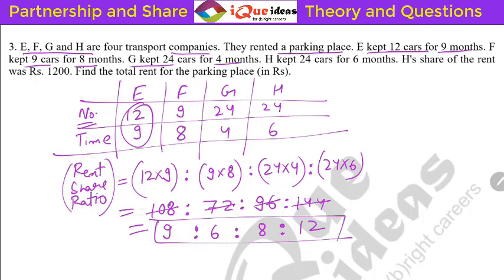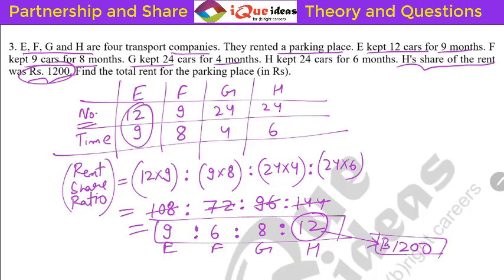This is the ratio of the rent share. Now H's share of the rent was 1200. Now this is E, F, G, H, right? And H's share, actual share is 1200. Here in the ratio it is 12. So 12 is 1200, right? I think there is no need to do anything further. 12 stands for 1200. So 8 will stand for 800, 6 will stand for 600, 9 will stand for 900.